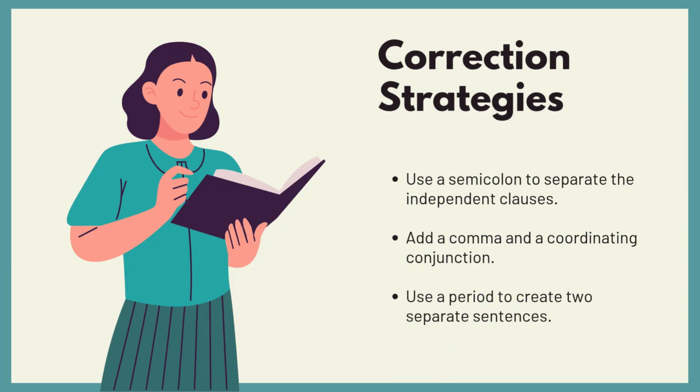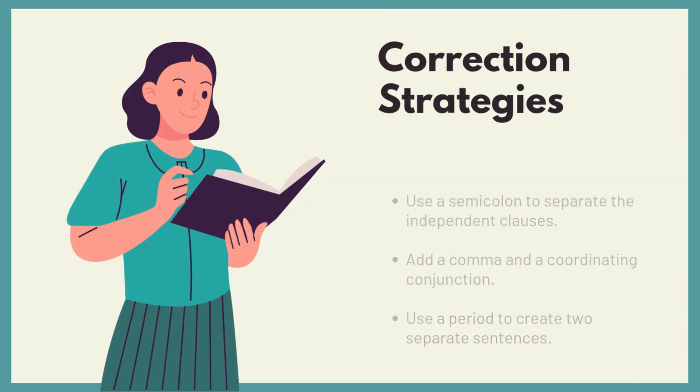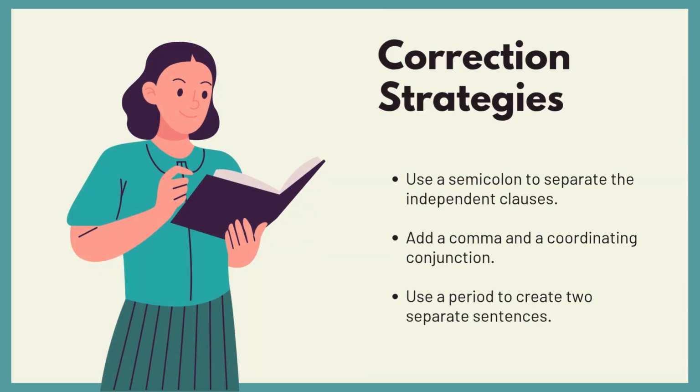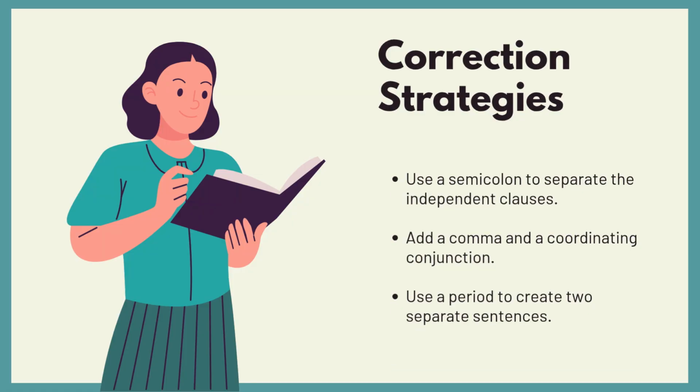Correction strategies. Use a semicolon to separate the independent clauses. Add a comma and a coordinating conjunction. Use a period to create two separate sentences.